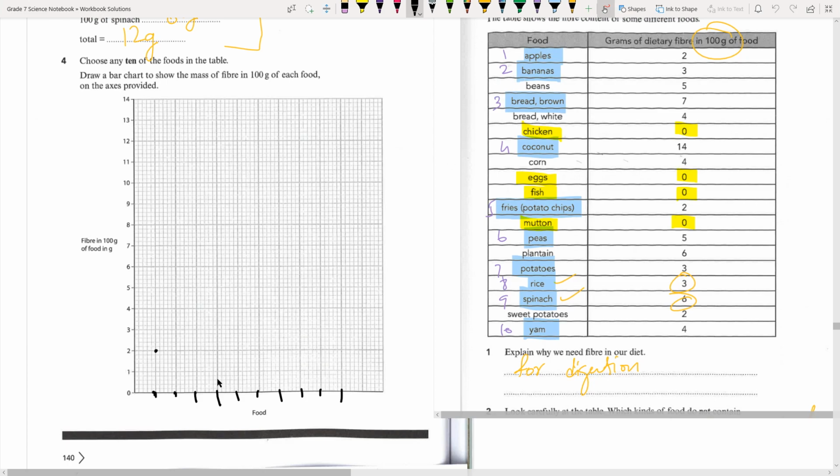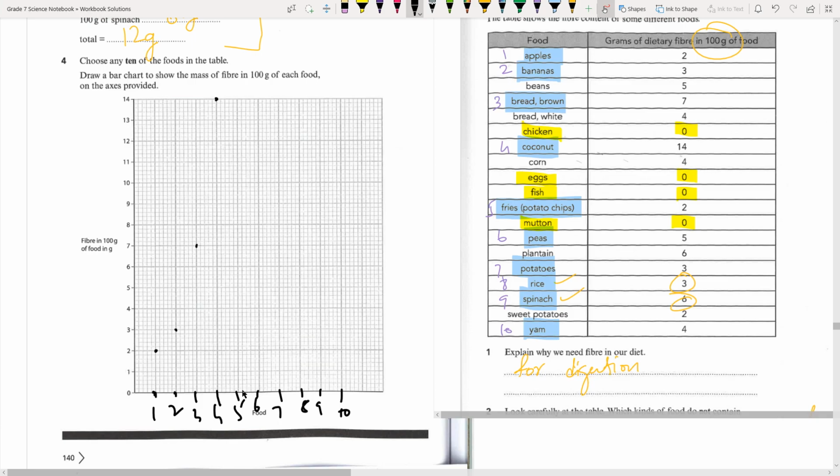For bananas we've got 3, right? This is 1, 2, 3, 4, 5, 6, 7, 8, 9, and 10, right? So it contains 3, so that is going to be at 3, right? This is how high the bar chart is going to be. And then for number 3 we have brown bread, which is at 7, so brown bread is going to be at 7, right? Number 4, coconut, it is at 14, so coconut has the highest amount of fiber, right? That is going to be the biggest peak.